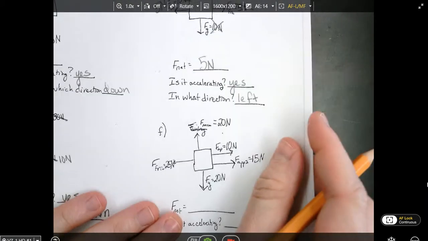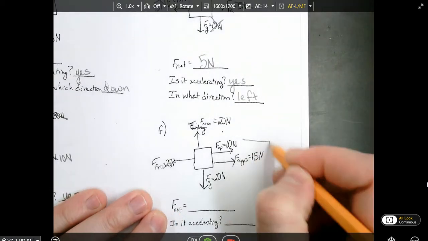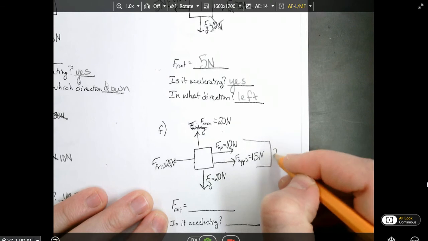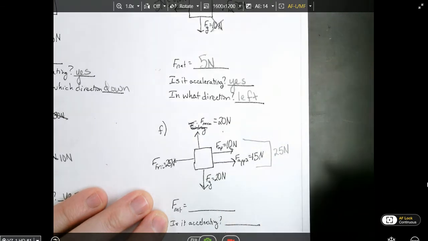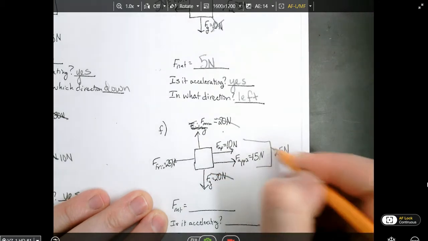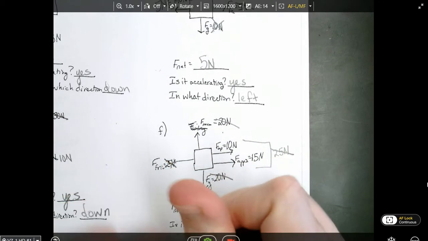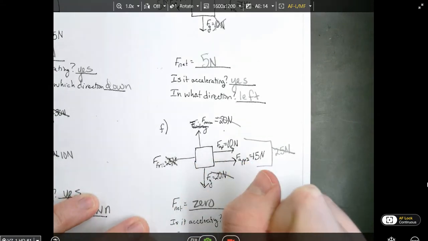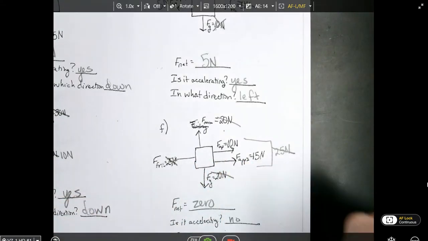Last but not least, let's look here. Well, first of all, before we try to do anything, let's add these up. Two different forces are pulling to the right, adding up to 25 newtons. This 20 newtons cancels out with this 20 newtons, and this 25 newtons cancels out with this 25 newtons. So the net force is 0. Is it accelerating? No.